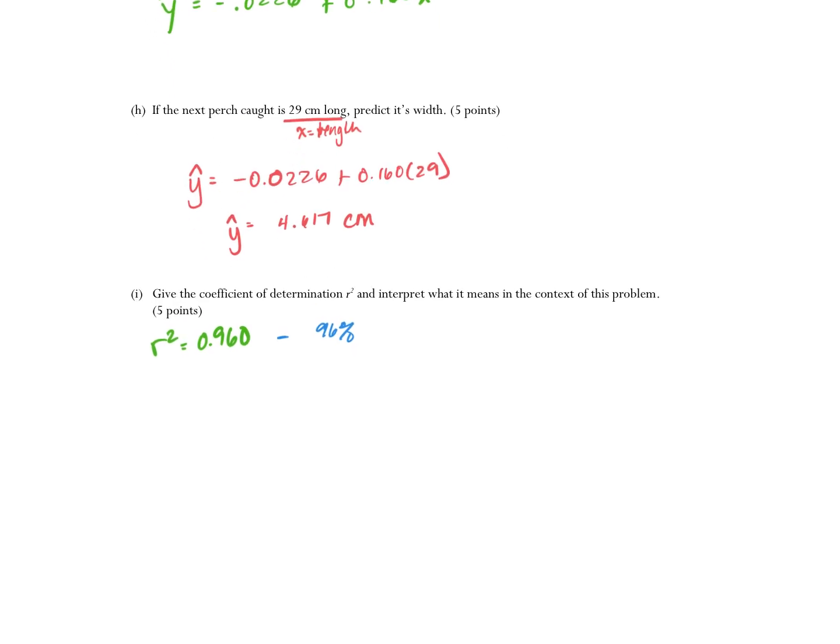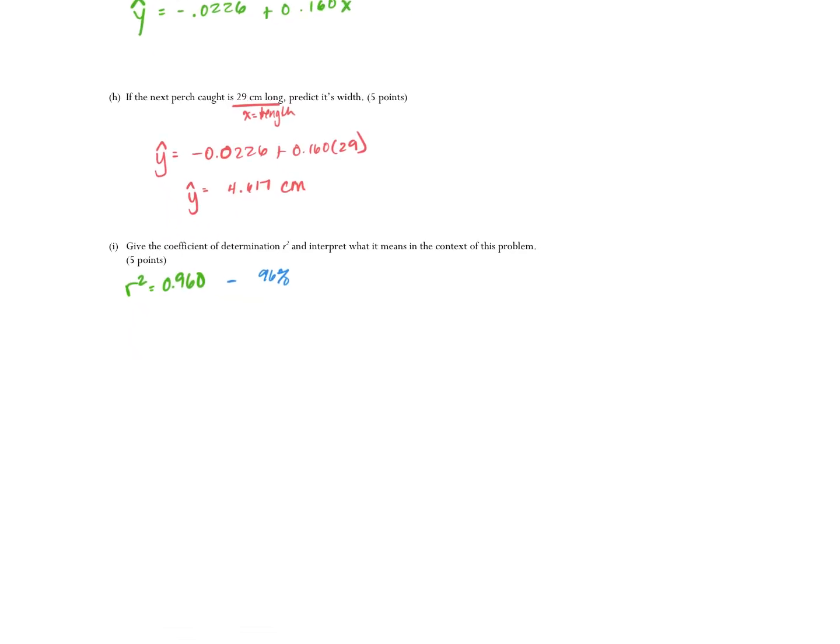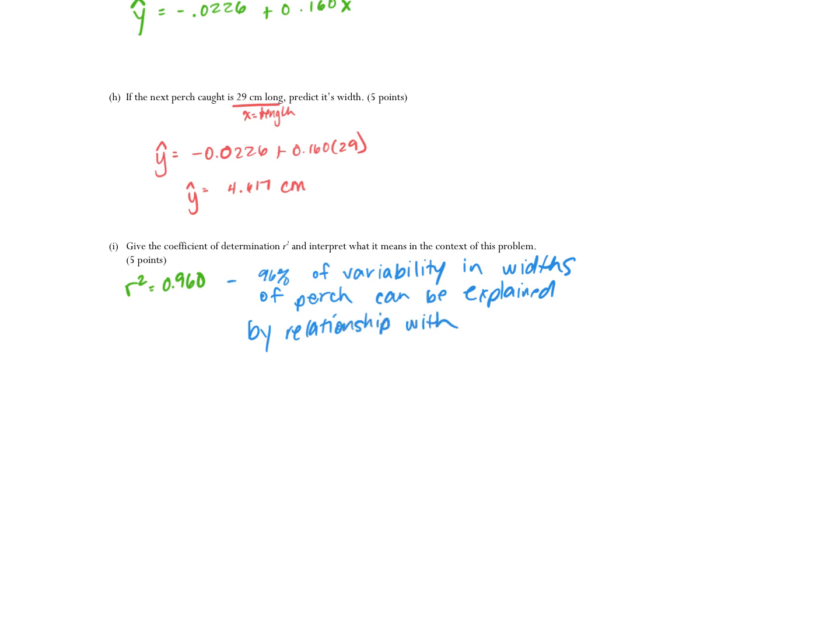Okay, interpreting the R squared. I'll be very picky about this. 96% of the variability, so you're going to rewrite R squared as a percentage, just moving that decimal point over 2. Of the variability in widths of the perch. In other words, your Y variable can be explained by the relationship with the lengths.